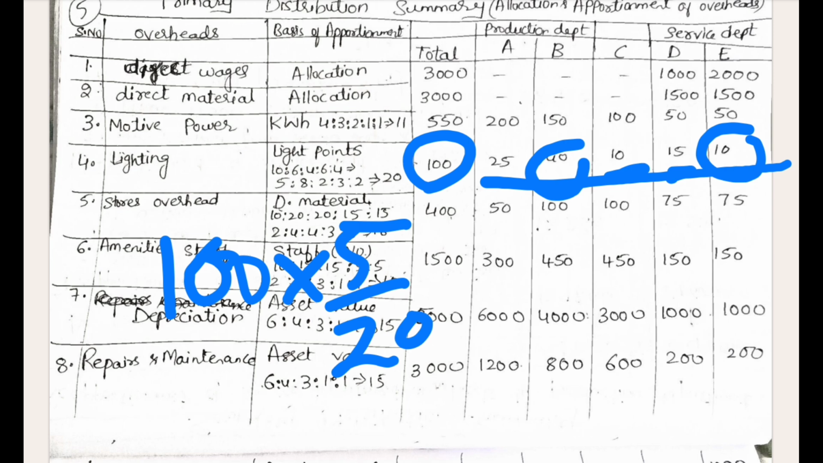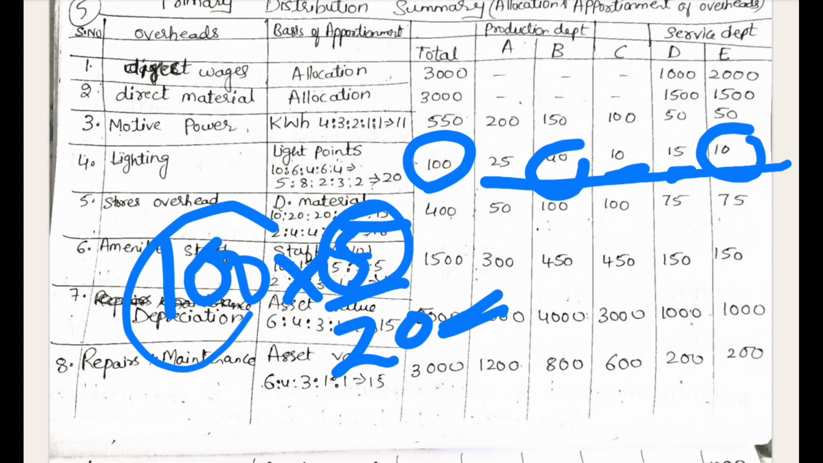It's clear? Like this we have to distribute. You just have to change the denominator. Whatever the ratio for the particular department, we have to take that ratio. The denominator will be the same, 20 only. This amount will be the same.